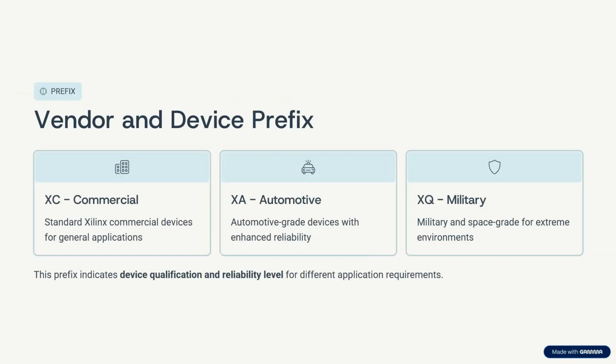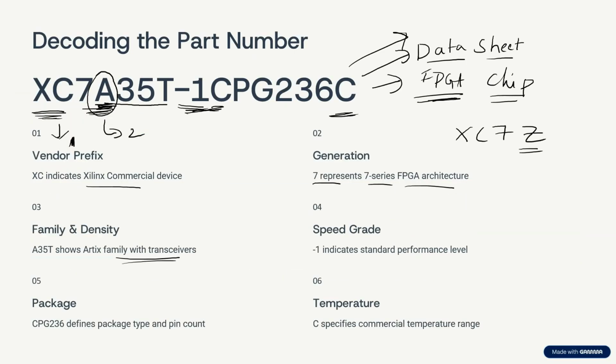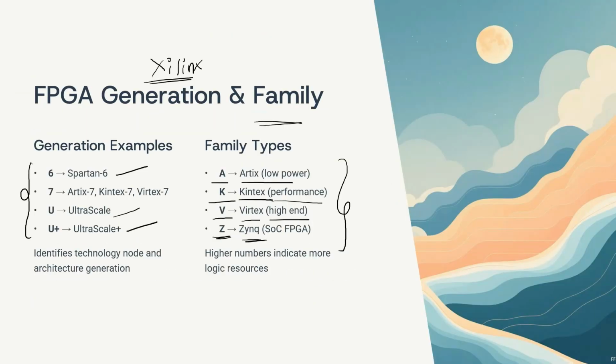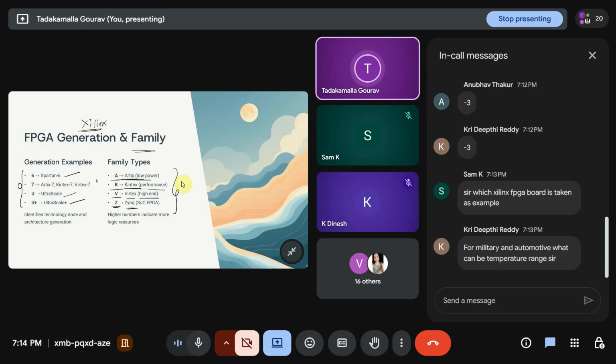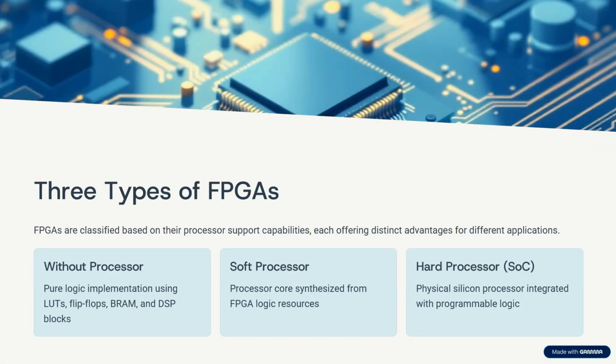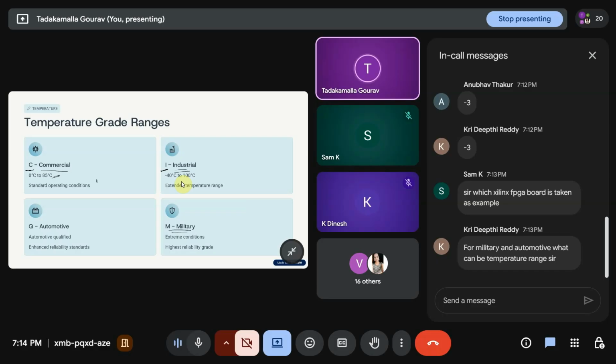It's some random example. I think it is an Artix board because they have written A, so A stands for Artix. Not going into that much detail like military and industrial. It depends upon the FPGA. We need to see the specifications for that.